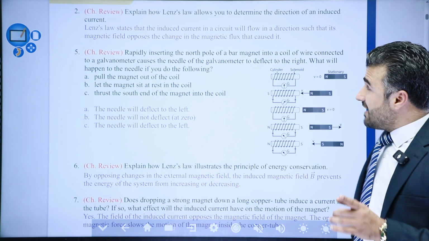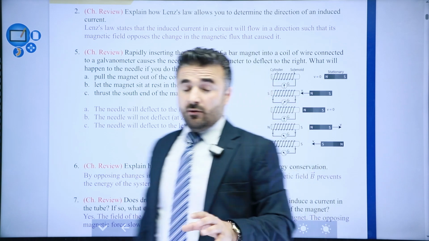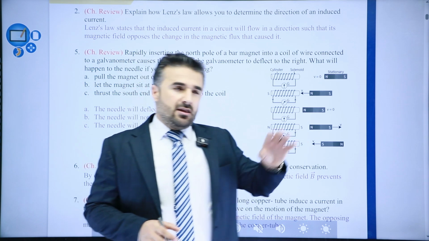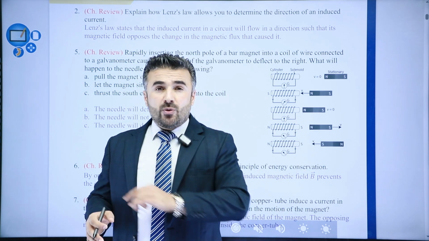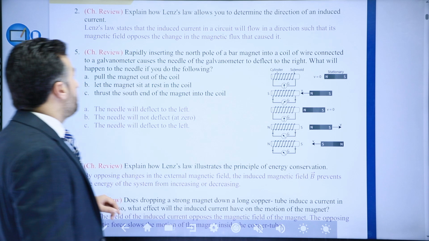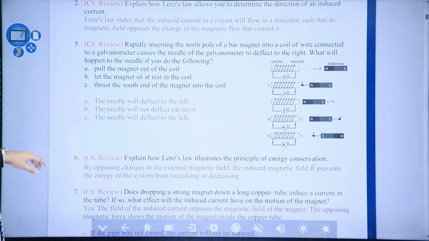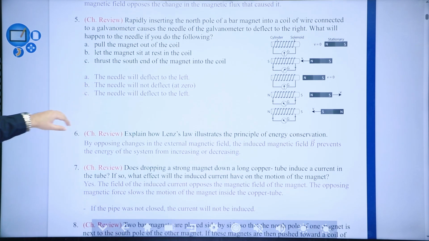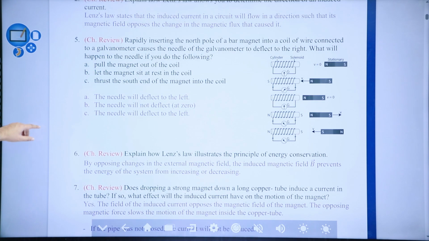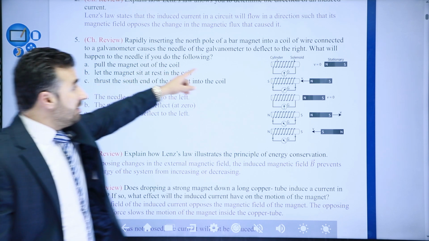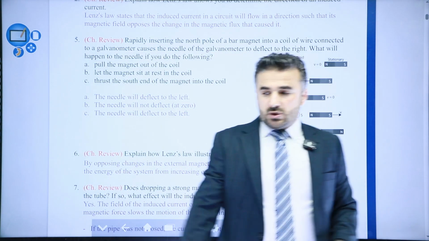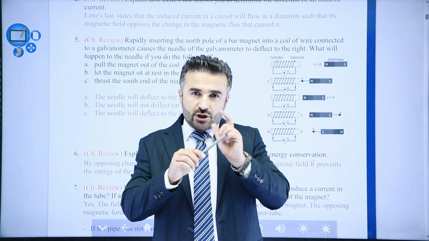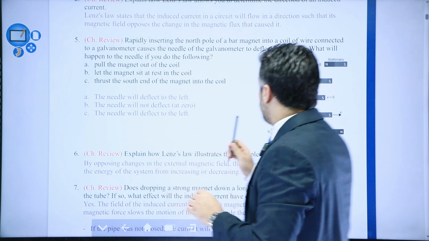We said Lenz's law says that the induced current in a circuit will always flow in a direction such that the magnetic field of this induced current will oppose the change of the magnetic flux that created this current. Rapidly inserting the north pole of a bar magnet into a coil of wire connected to a galvanometer causes the needle of the galvanometer to deflect right. So if we insert the north pole of a magnet into a coil, it makes the galvanometer needle shift to the right. That is the first part of the question.